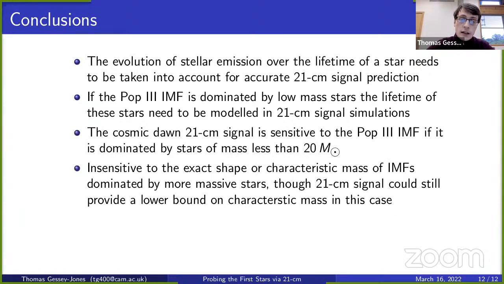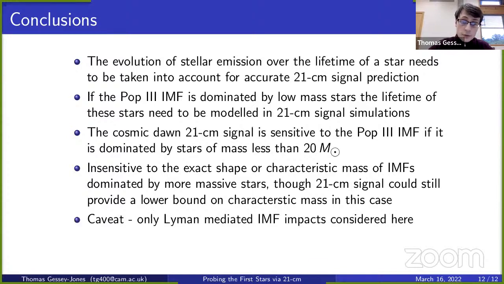And then looking at comparisons of the 21 centimeter signal predicted for different IMFs, we find that if the IMF is dominated by stars below 20 solar masses, then yes, we could potentially use the 21 centimeter signal to probe the POP3 IMF. While instead, if it's the potentially more likely case of it being dominated by stars above 20 solar masses, then it seems that all the 21 centimeter signal can do is provide a lower bound on the characteristic mass of the IMF.